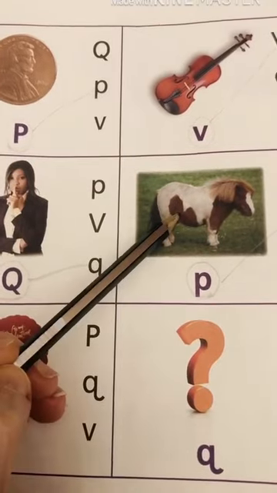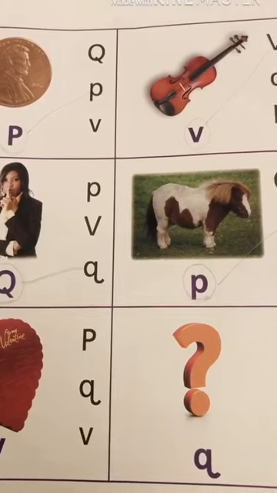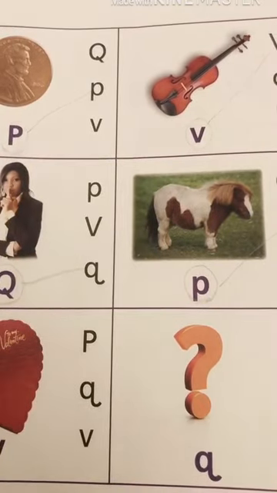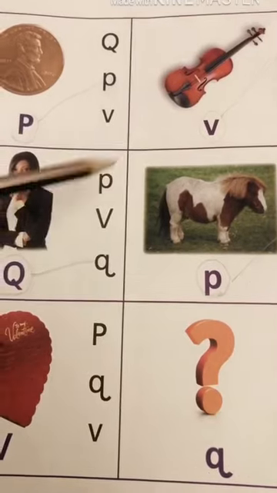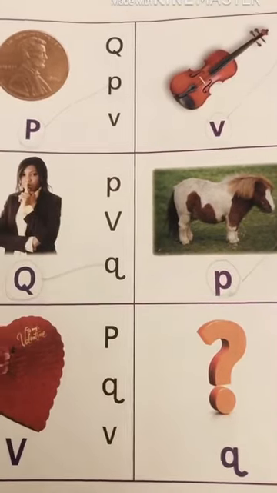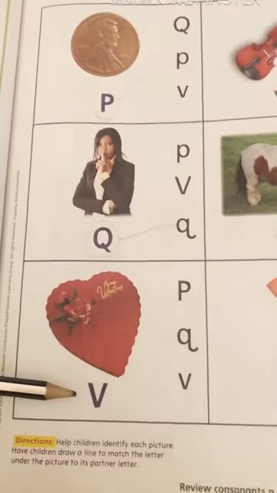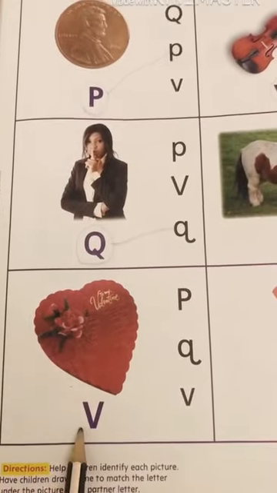Okay, so this picture begins with the sound P, P, P. Do you remember what this is? Great, this is bunny, bunny. Good job. Now let's move down to this letter. What is this letter, KG2?